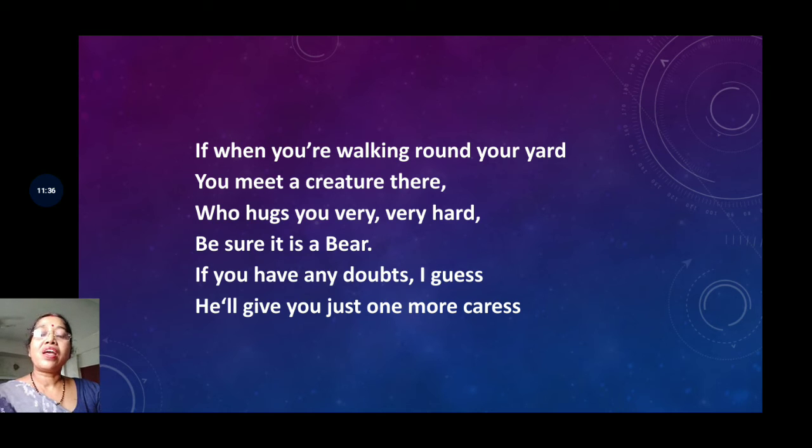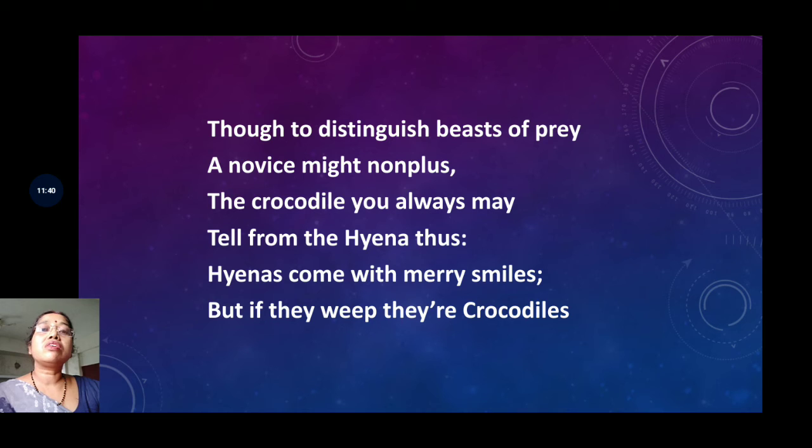And in the next stanza, the poet talks about a person who is very new to the job of identifying wild animals, what problem a newcomer will face and how he can sort it out. That has been explained in this stanza.